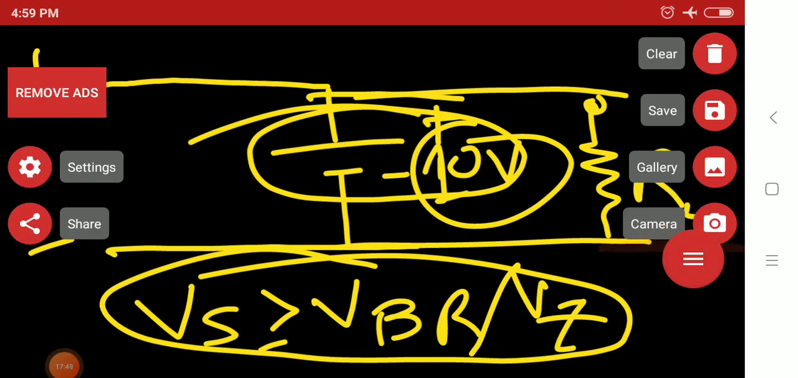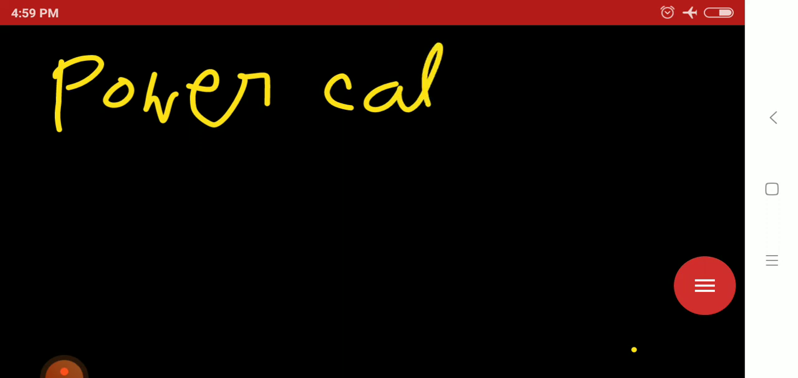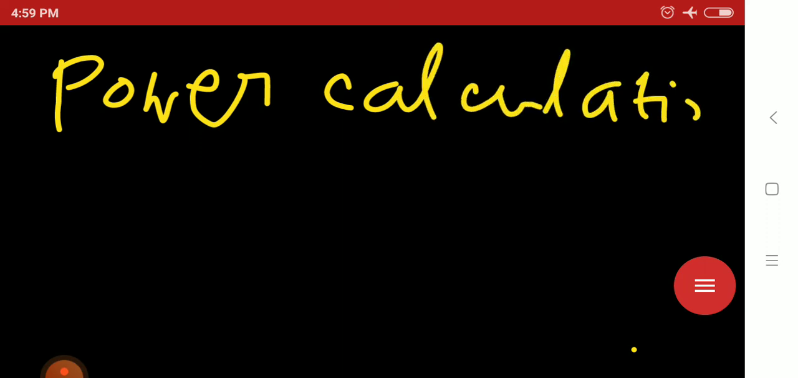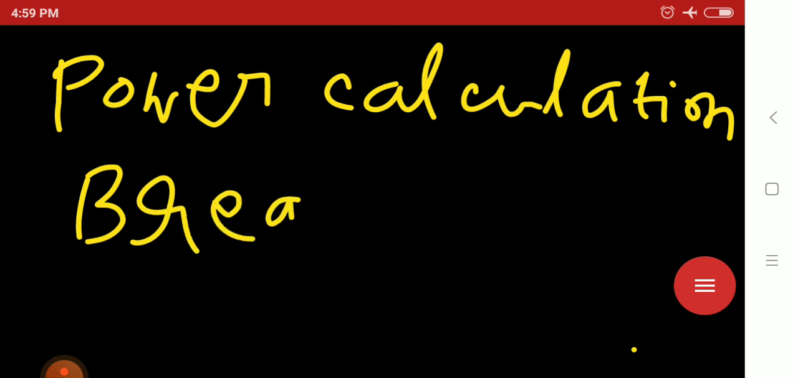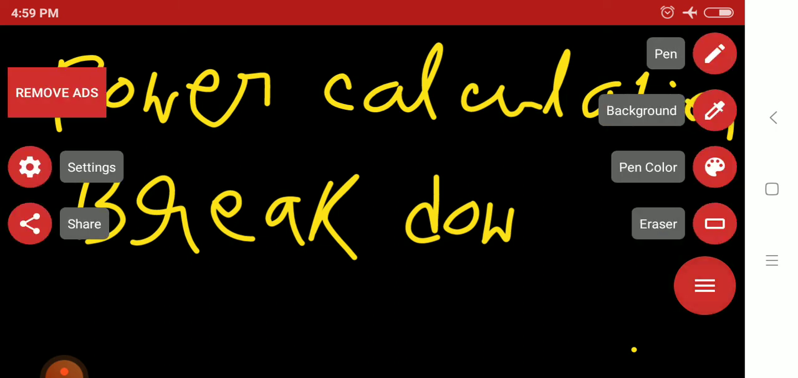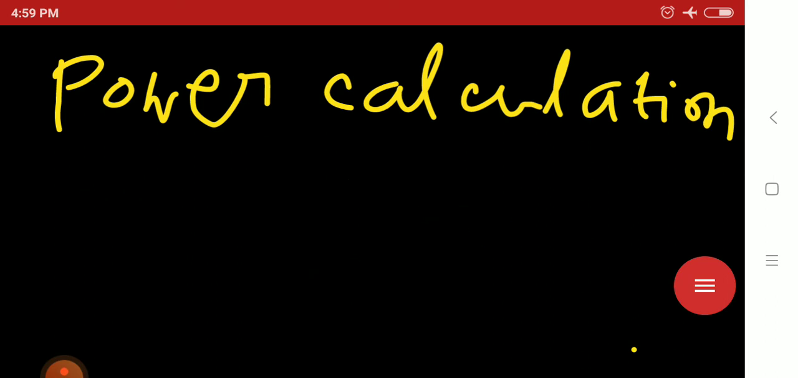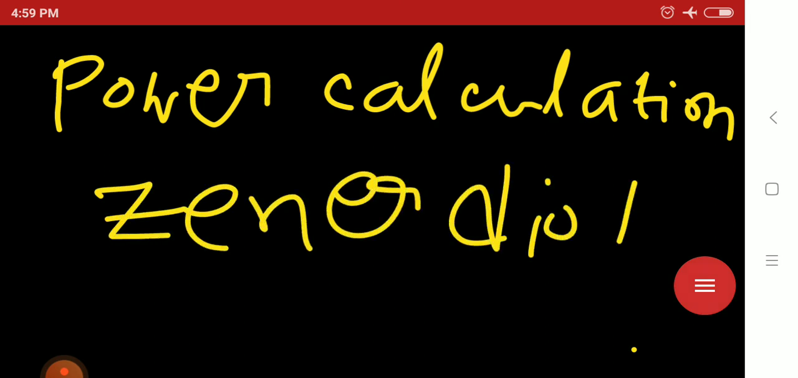What is that most important thing? That is power calculation in the Zener diode at breakdown voltage. Extremely sorry for the inconvenience. Power calculation in Zener diode. So there are certain formulas for calculating the power of the Zener diode, and we will discuss that formula here.